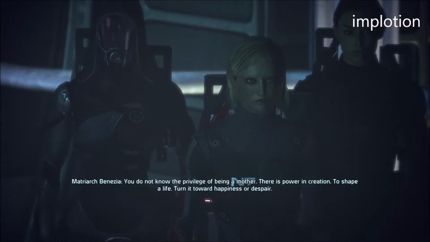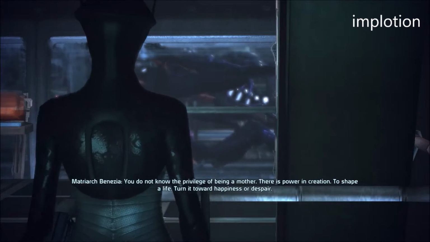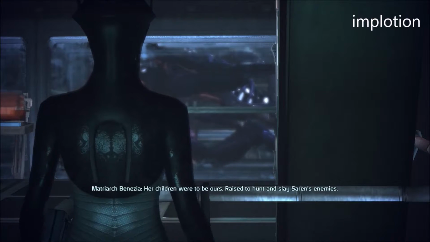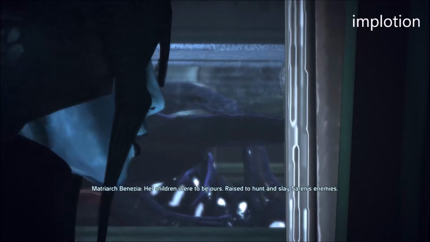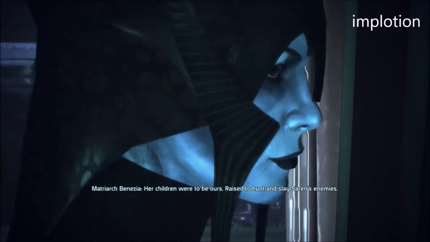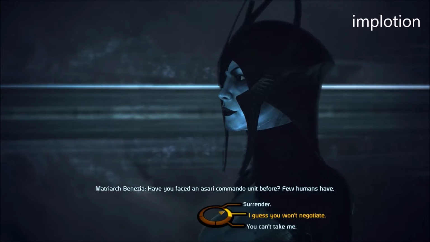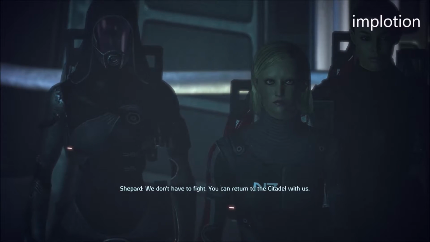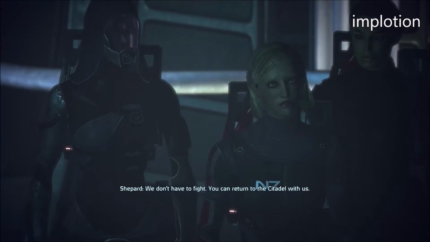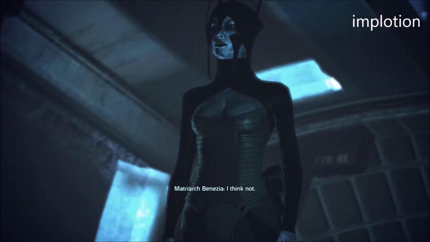You do not know the privilege of being a mother. There is power in creation. To shape a life, turn it toward happiness or despair. Her children were to be ours, raised to hunt and slay Saren's enemies. Have you faced an Asari commando unit before? Few humans have. We don't have to fight. You can return to the Citadel with us. I think not.